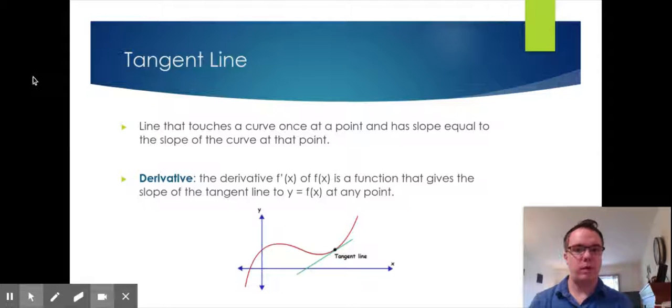So here's what a tangent line is and a derivative. I'm going to pause here for a second so you can write these things in your notebook. It may be helpful to sketch this picture. When you're ready, just hit play again.